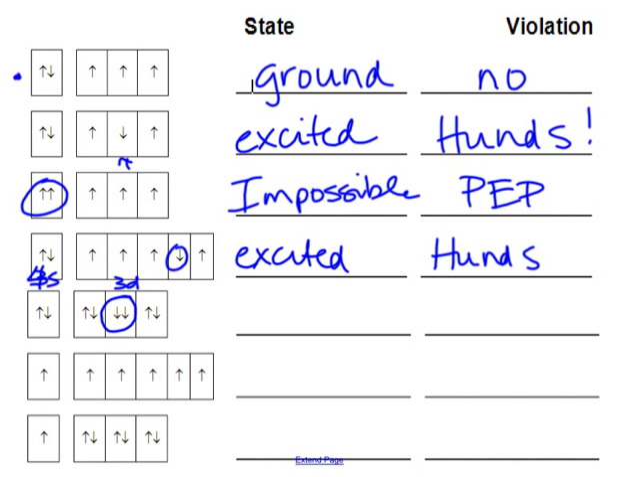In this next one, that's jumping out at me. That, again, is impossible. We have two electrons with the same spin in the same orbital on the same sublevel on the same level. So this is Pauli's exclusion principle. Not going to happen.